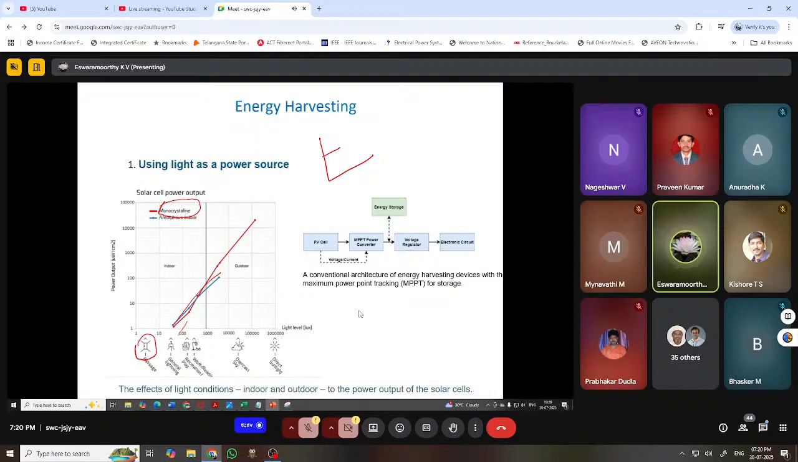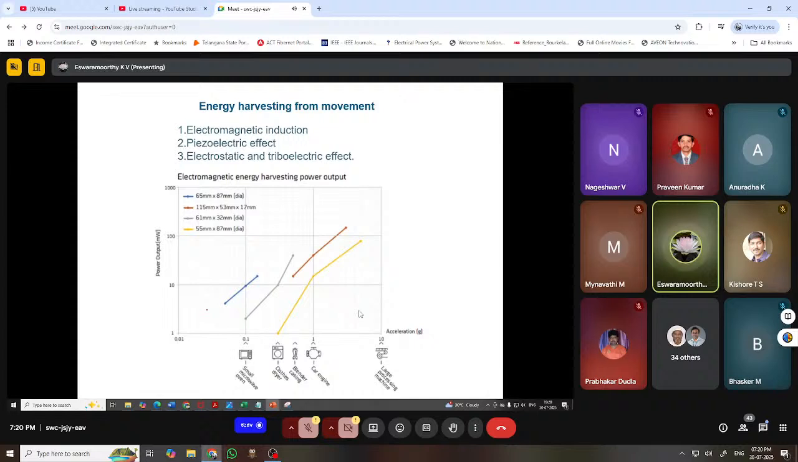It depends upon where it is placed, whether it is direct sunlight, a passage, general lighting, or recreational play, all those things. And here, energy harvesting from movement. Let's say from movement, how can we harvest the energy? Mostly from movement, we can use the piezoelectric effect, the electrostatic and triboelectric effect.